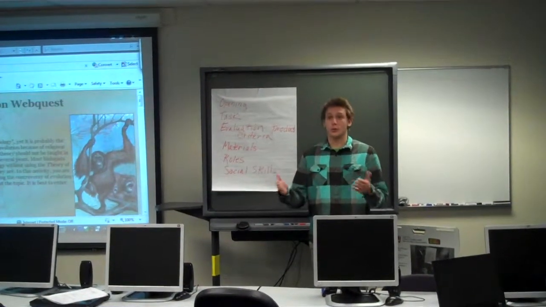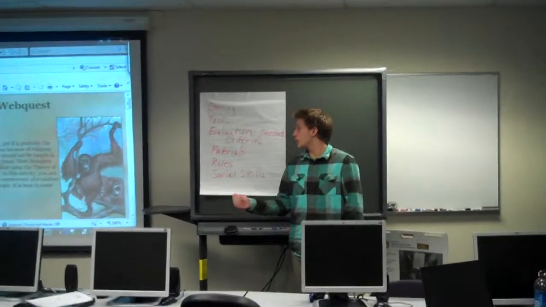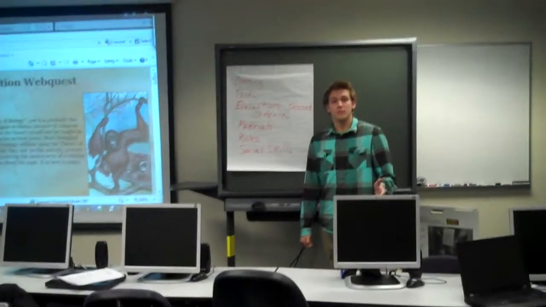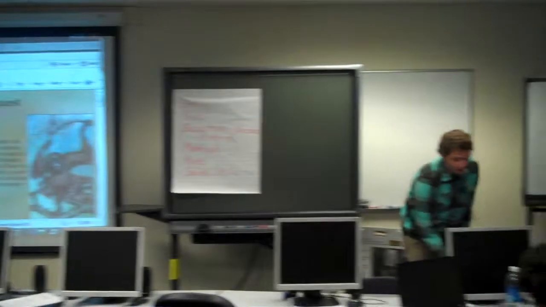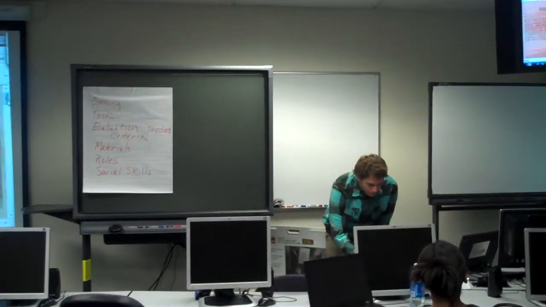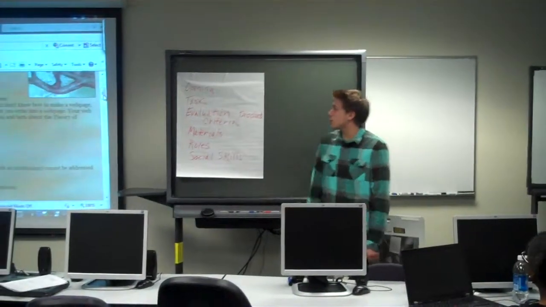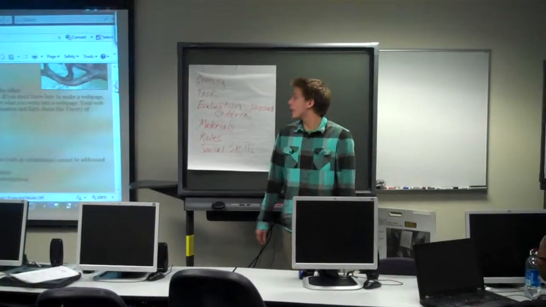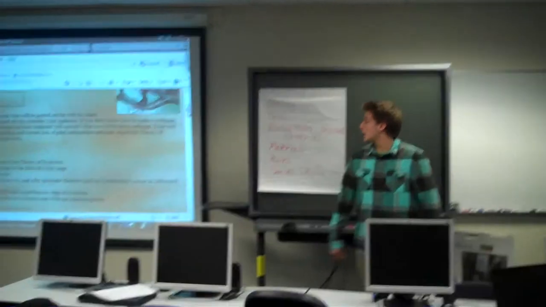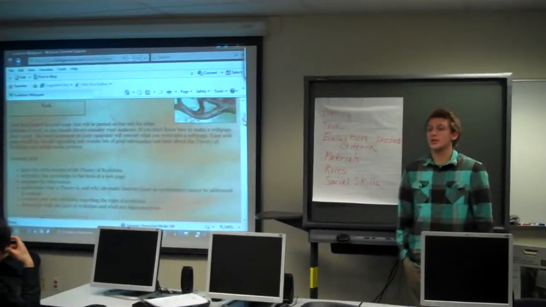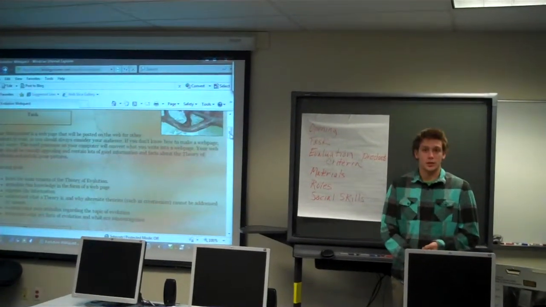Now, you will be working in groups to produce a web page. You'll be following this web quest we have here that lays out the task at hand. Groups will be making a web page. There are 18 people in the class, so we have 6 groups of 3. Your goal is to make a web page that gives the basics of evolution and information about Darwin.